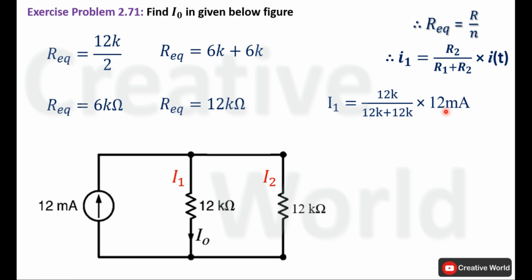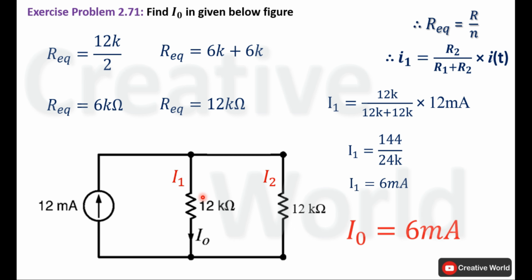Take the product of 12 milliampere and 12K, it will become 144. K will cancel out with milli and the sum of 12K and 12K will become 24K. Now divide 144 with 24K, the answer will be 6 milliampere. So the value of current I1 inside this branch is 6 milliampere and this same current will be equal to I0 because of same branch. So we can say that the value of I0 inside this network is 6 milliampere.